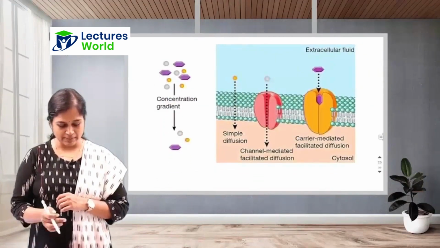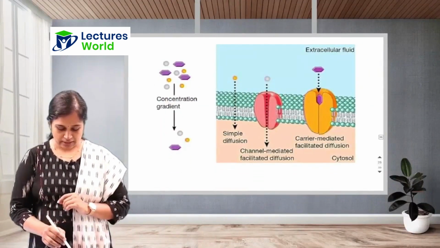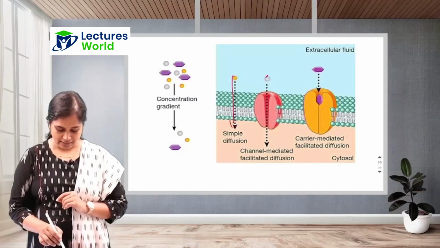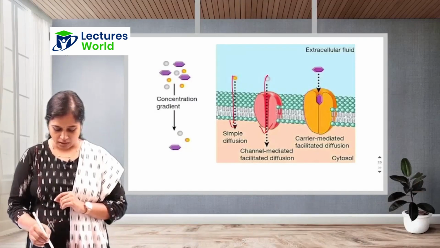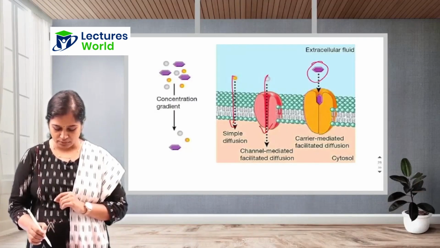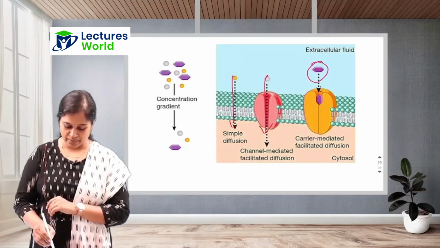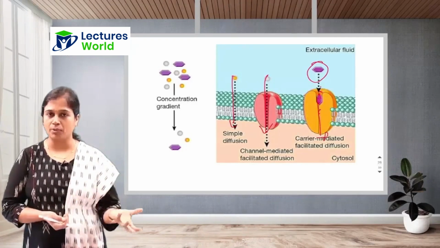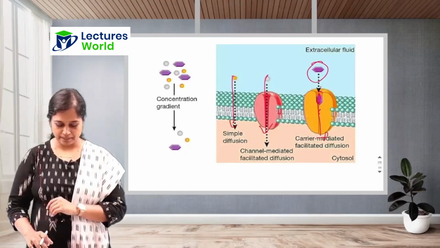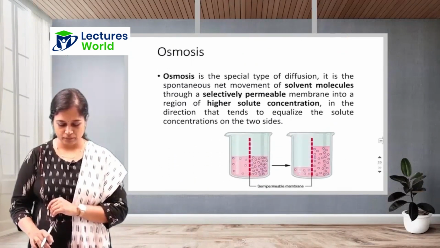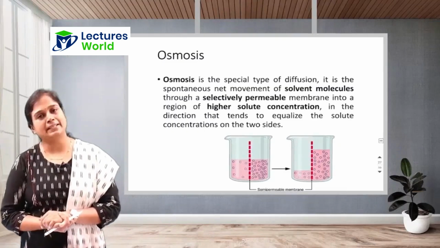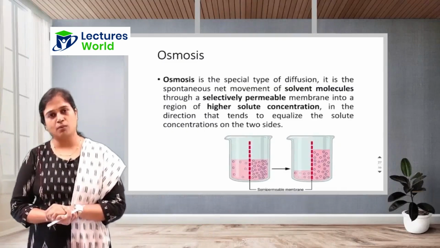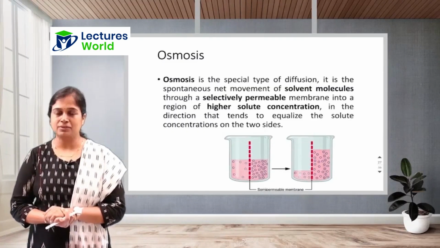So you can see in the image, directly they can come like this, with the channel they can come like this, or the larger molecules need a carrier protein. The carrier protein will take these molecules, then release them in the opposite direction. So this was about facilitated diffusion and simple diffusion. Both are examples of passive transport.